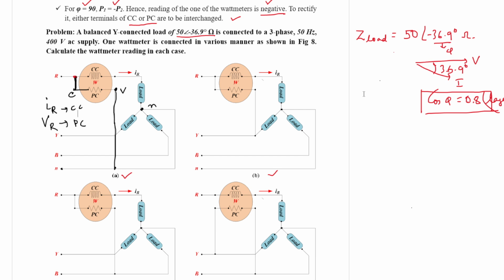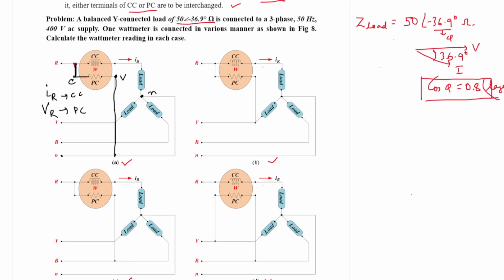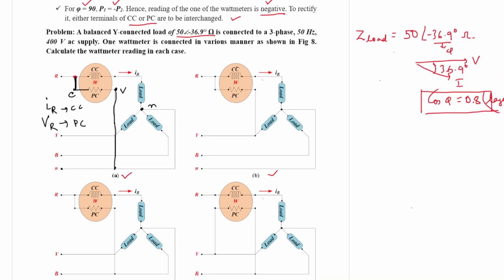So VR is measured using its pressure coil and IR is measured using its current coil. Now if you consider sub figure B, the connection of the current coil is the same. It is measuring the IR current. However, this time the pressure coil is connected across the R and Y terminals. In this way the connection is changed. The current coil measures a current of IR that is fixed, however, the potential coil now measures the voltage VRY.